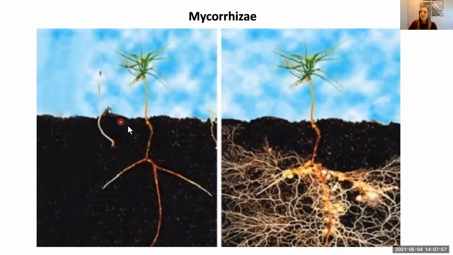But if you make a fungi that it can associate with available to it, the fungi will colonize the roots, and all of this material out here is fungi material. And so the fungus absorbs all this water and it gives it to the plant. And in return, the plant gives the fungus sugars. And it's more than that.